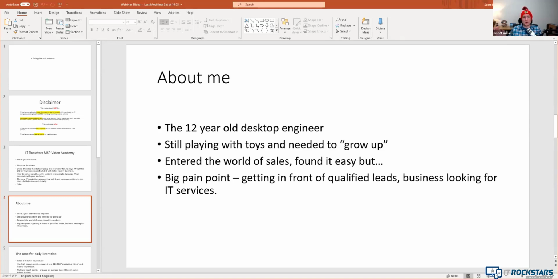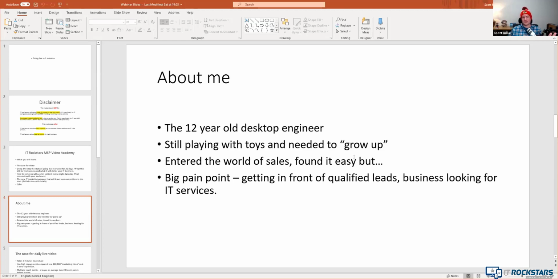And that's where this whole marketing piece comes in. This was the missing piece in the puzzle that I'm going to show you. It was the biggest pain point that I had. So I've got here in the last line, big pain point: getting in front of the qualified leads, businesses looking for IT services. So that was it. That's very briefly about me.